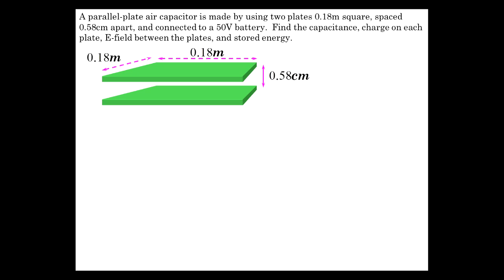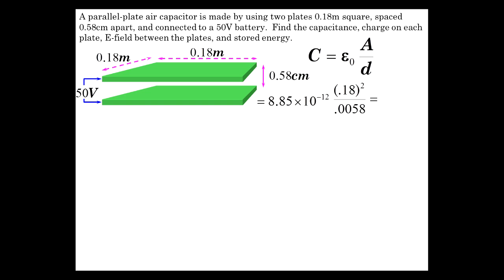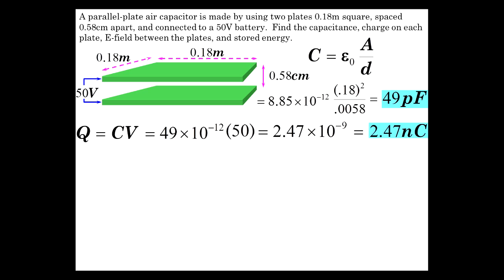Got a parallel plate capacitor. Dimensions given, spaced 0.58 centimeters apart, connected across 50 volts. Let's find the various pertinent physical quantities, like the capacitance, which is epsilon 0 A over D, 49 picofarads. How about the charge on the capacitor? C times V. 49 picofarads times 50 volts gives us 2.47 nanocoulombs.